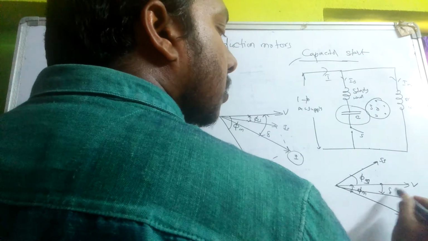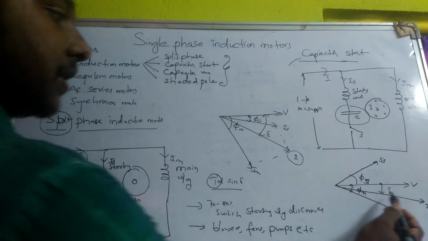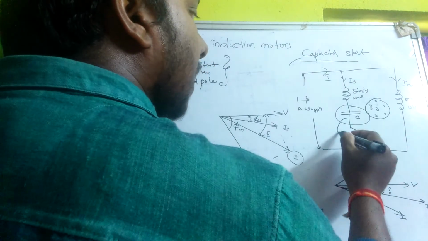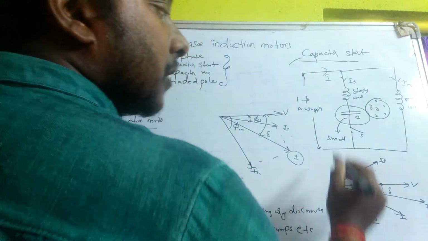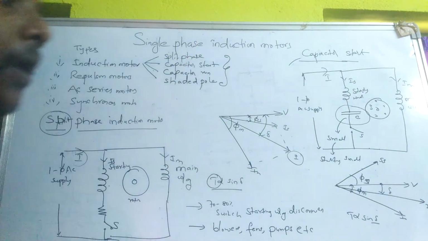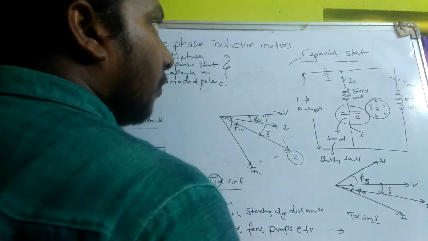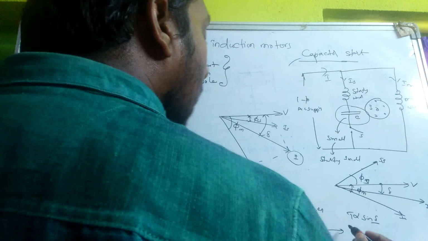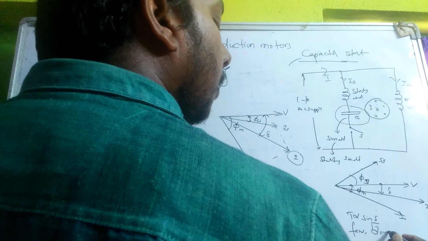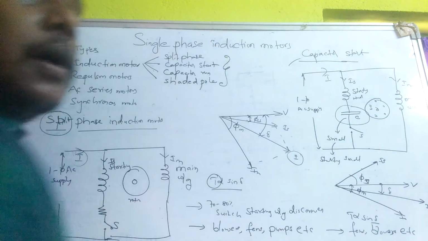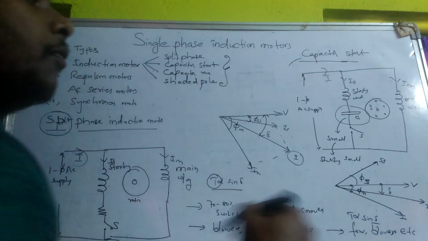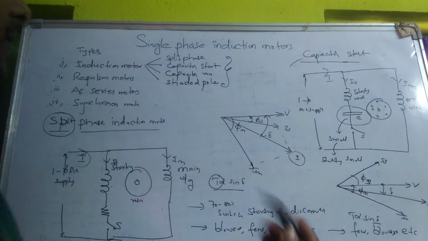So this delta is very small as compared to the split phase induction motor. That is why these capacitor values are small. If the capacitor values are small, the starting torque is small. So these kinds of induction motors, capacitor start induction motors, are used for fans, blowers, etc. The capacitor is for the purpose of starting only, and it is removed once the motor achieves 70 to 80% of its speed.